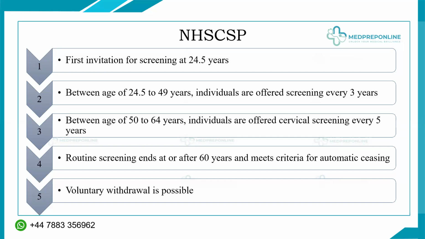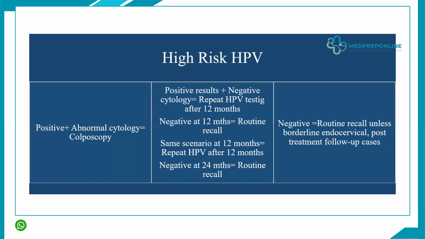Now, high-risk HPV, how do you manage? You triage the person by doing a high-risk HPV testing, right? If you have a positive high-risk HPV test and an abnormal cytology, so you have two positives, you directly go for a colposcopy. If you find areas of dysplasia or abnormal areas on colposcopy, then you can take a colposcopically directed biopsy.